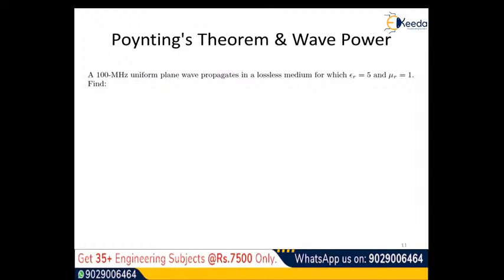We are asked to find the 6 answers here. So we have parts A, B, C, D, E, F here. In part A, we are asked to find Vp. In part B, we are asked to find β. In part C, we are asked to find the value of λ. Next to that, we are asked to find the value of Es. In part E, we are asked to find the value of Hs. And at last, we are asked to find the value of the power density denoted here.